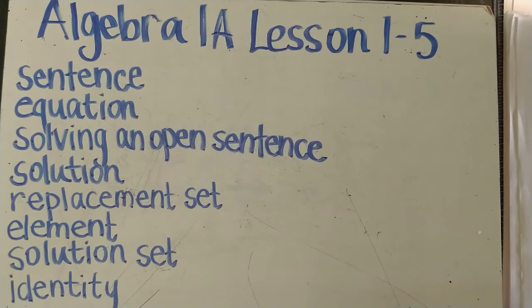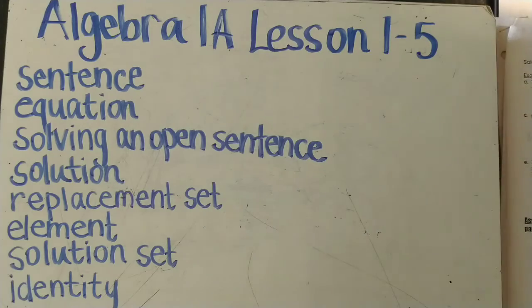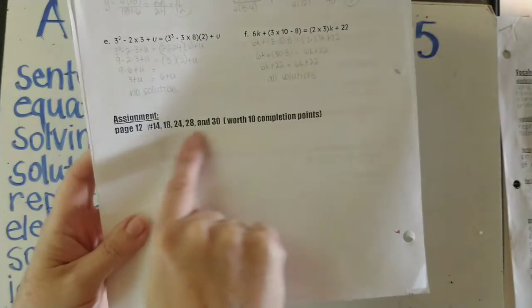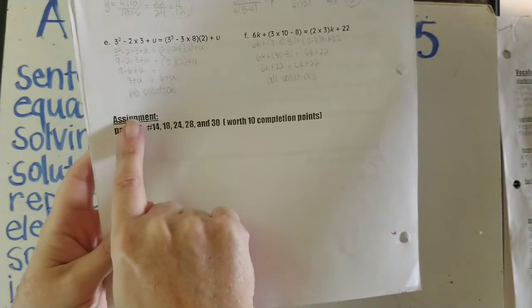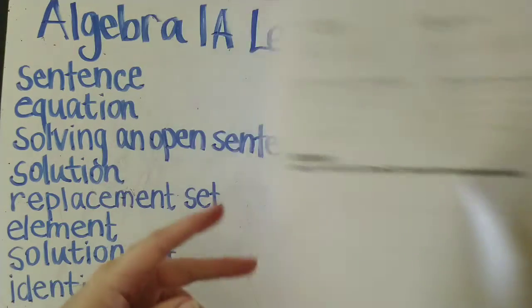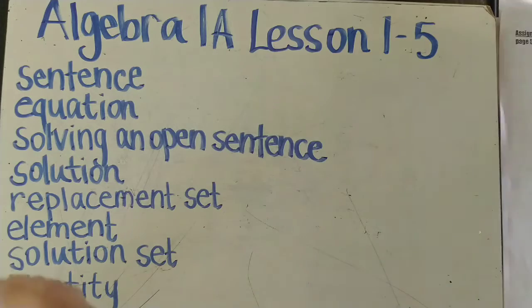This is Algebra 1A, Lesson 1-5. And let me just tell you that in the notes, you're going to see pieces that tell you the assignment. You need to ignore that. You can scratch them out on each lesson. We won't be doing that assignment, but we will have an assignment on backpacks.